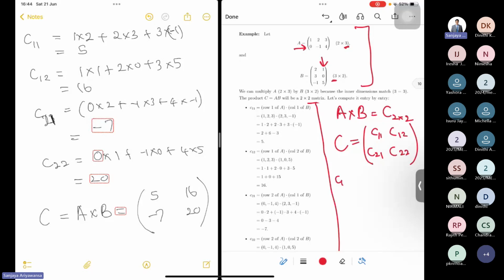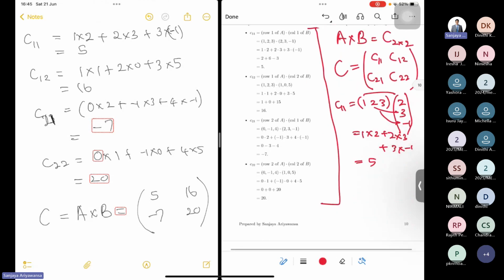So how do you calculate C11? C11 means you take the first row of A and you multiply it by the first column of B component-wise. So you take the first row of A, what is that? 1, 2, 3, and you multiply it by the first column of B. So that gives you 1 times 2 plus 2 times 3. So it's basically the dot product, 3 times minus 1. And then you get 5.